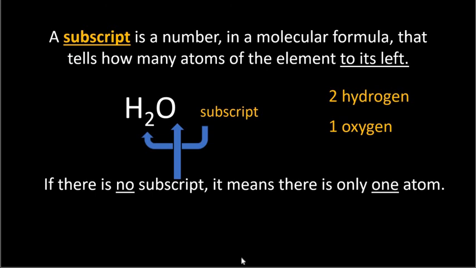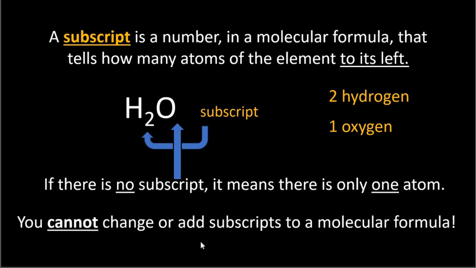Now, the thing is, when you're doing balancing of chemical equations, you cannot change or add subscripts to the molecular formula. They have to stay the way they are. The formula as you see it determines what substance it is. So you cannot change it to something else. If I decide to put a 2 right here by the oxygen, instead of water, I would have hydrogen peroxide. So you cannot change those numbers. The subscripts must stay as they are when you're balancing.